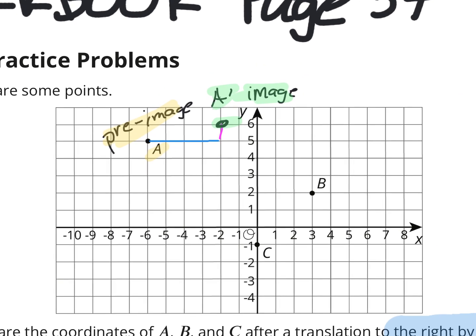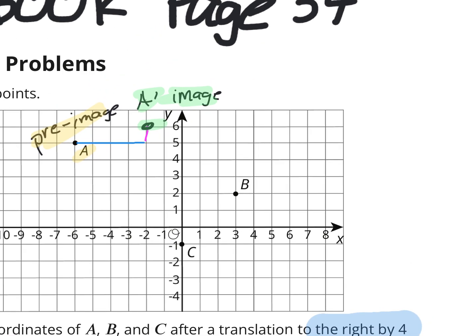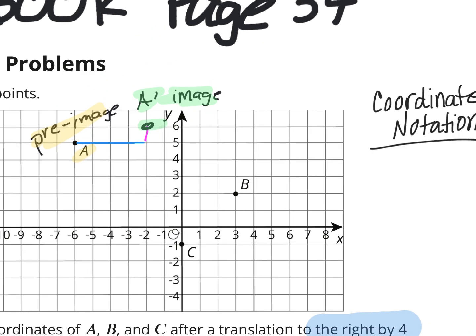The main point of this particular notebook page is that there's more than one way to ask you to do a translation. And so I wanted to make sure you saw those. And the first way is with something called coordinate notation. And it looks a little something like this.